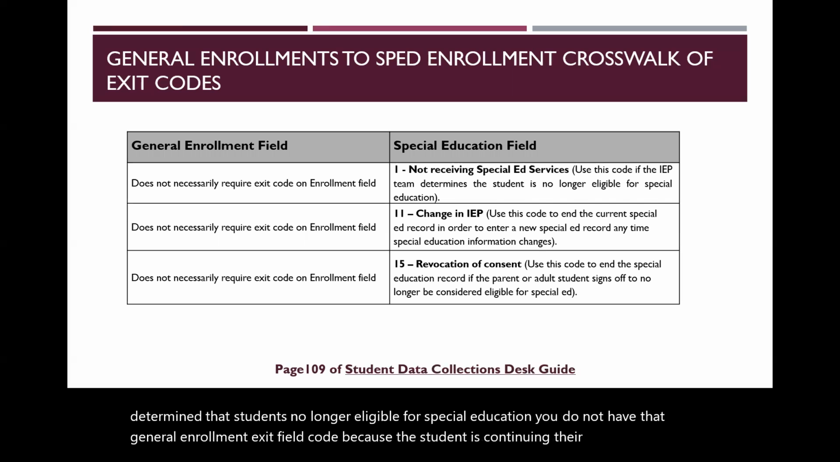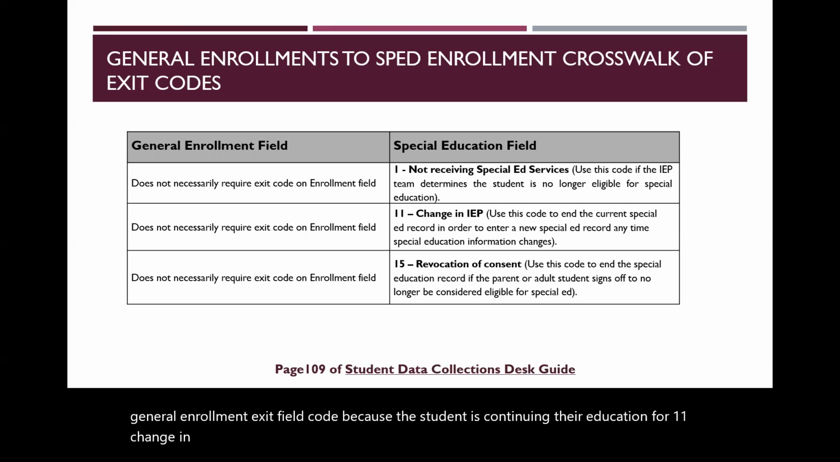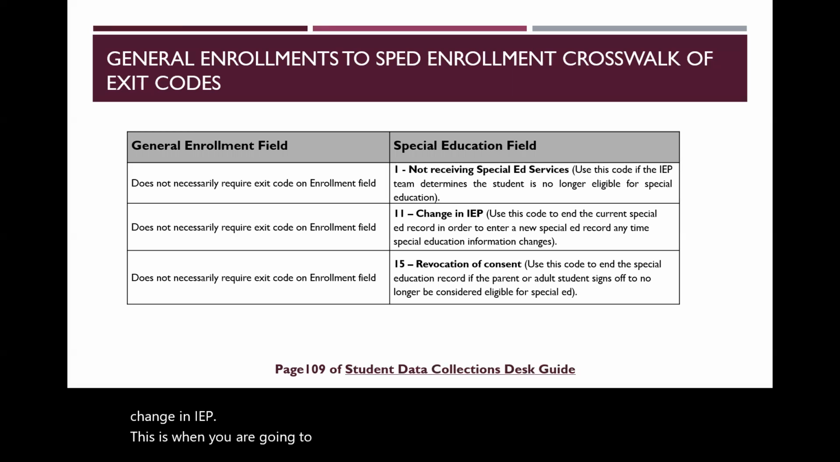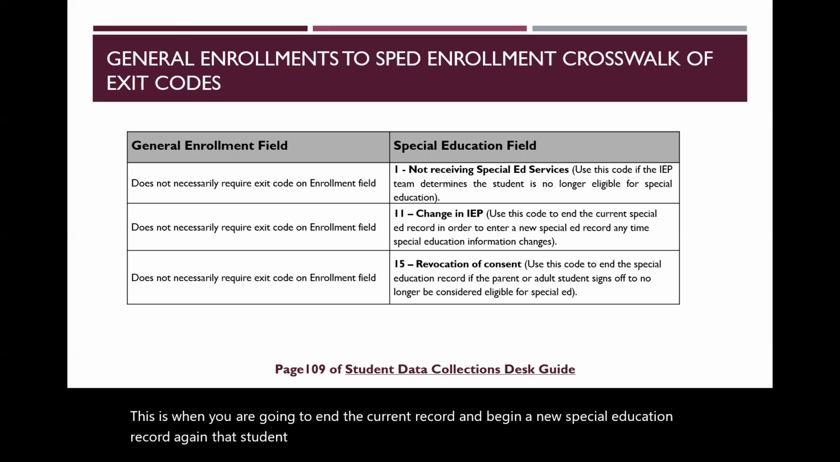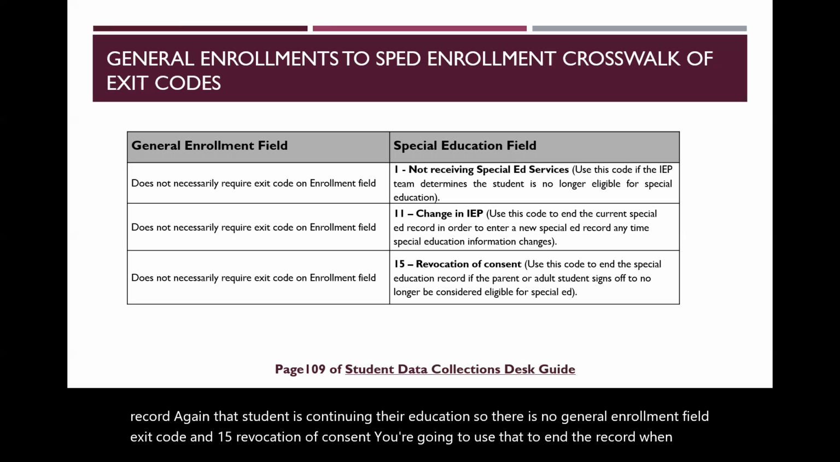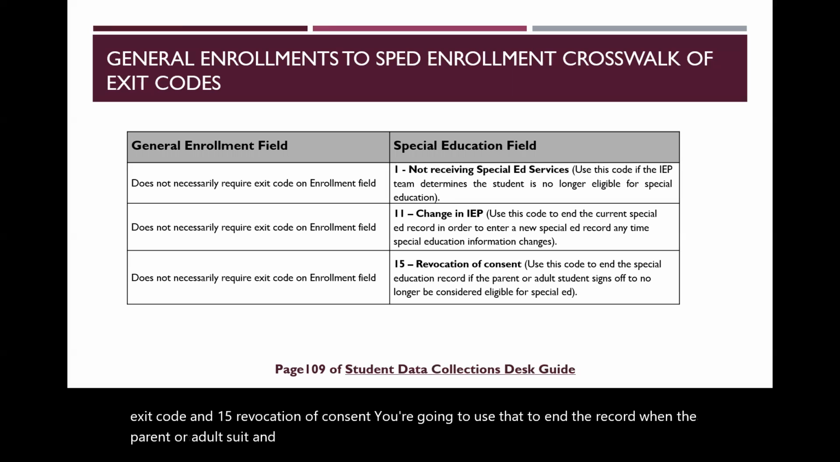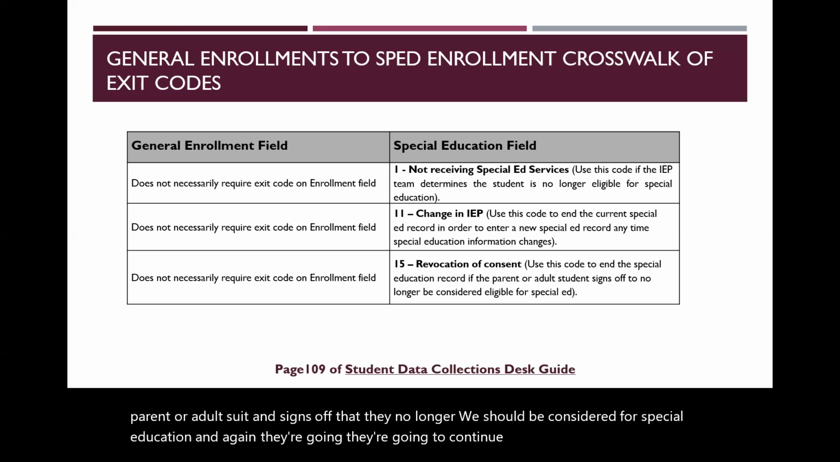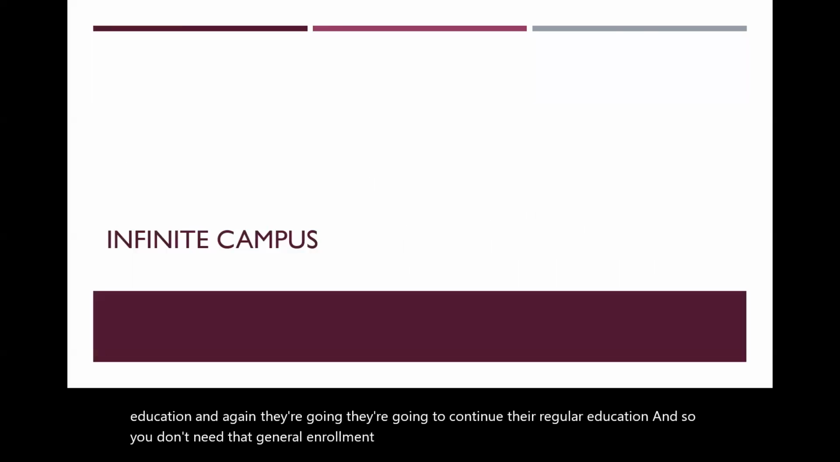For 11, change in IEP. This is when you are going to end the current record and begin a new special education record. Again, that student is continuing their education, so there is no general enrollment field exit code. And 15, revocation of consent. You're going to use that to end the record when the parent or adult student signs off that they no longer wish to be considered for special education. And again, they're going to continue their regular education, and so you don't need that general enrollment exit code.